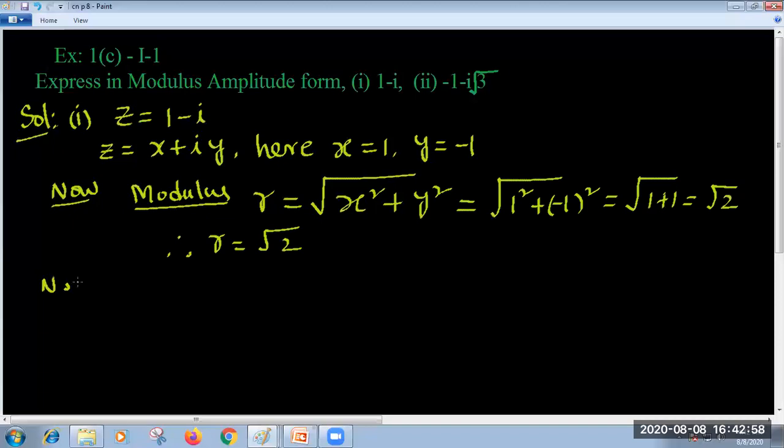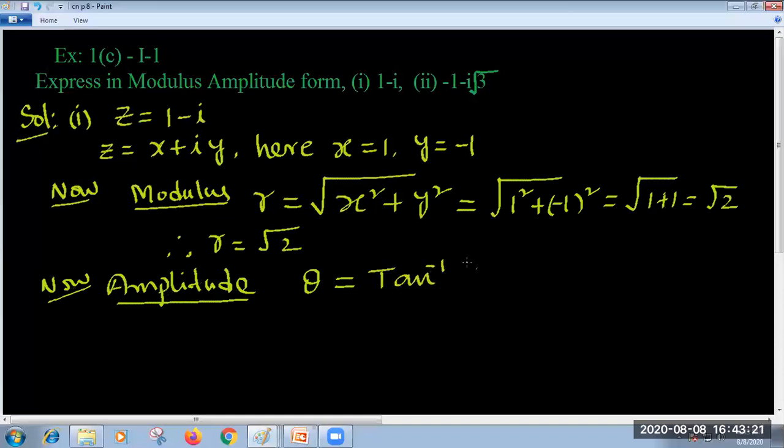Now let us find the amplitude of this complex number. Amplitude is the angle. To find the amplitude, theta is equal to tan inverse y by x.